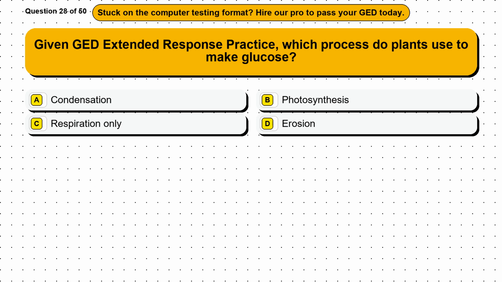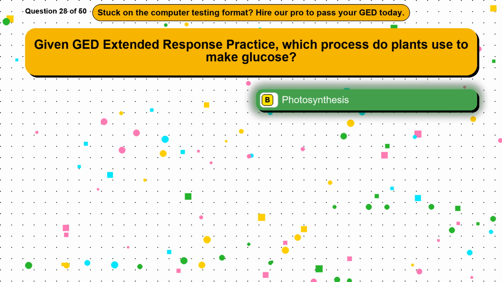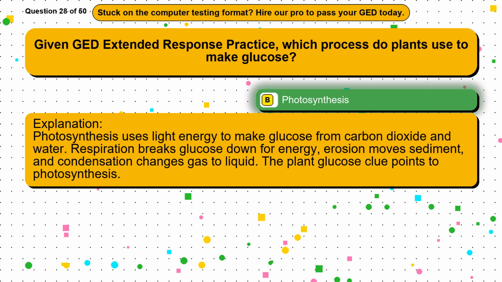Question 28. Given GED Extended Response Practice, which process do plants use to make glucose? Option A condensation. Option B photosynthesis. Option C respiration only. Option D erosion. The correct answer is option B. Photosynthesis. Photosynthesis uses light energy to make glucose from carbon dioxide and water. Respiration breaks glucose down for energy, erosion moves sediment, and condensation changes gas to liquid. The plant glucose clue points to photosynthesis.